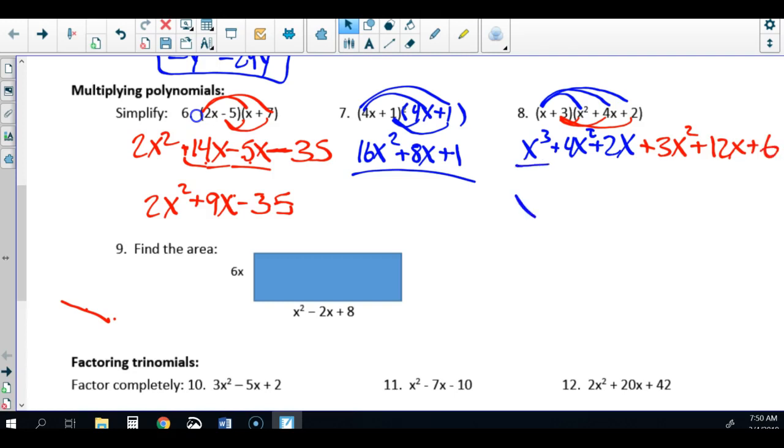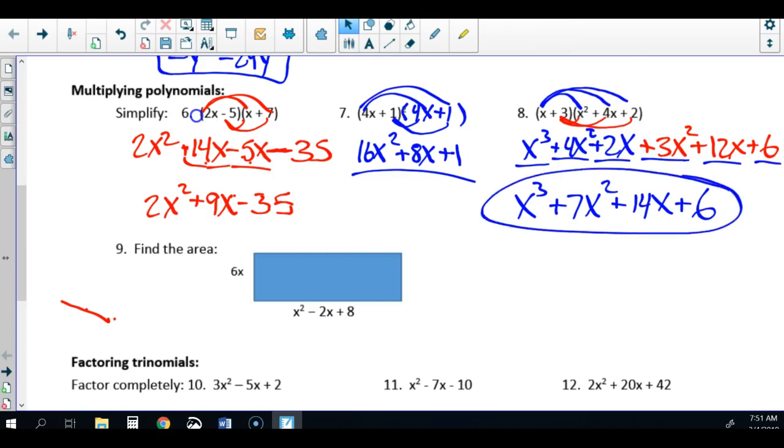We got x to the third plus 4x squared and 3x squared gives me 7x squared. 2x and a 12x gives me 14x. And then the plus 6 at the end. So, final answer.